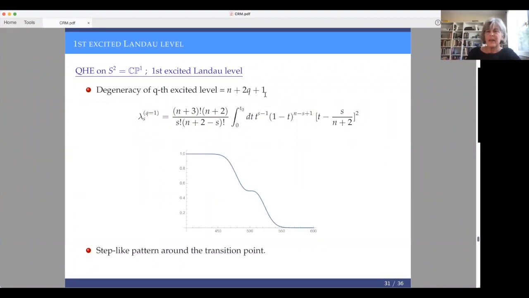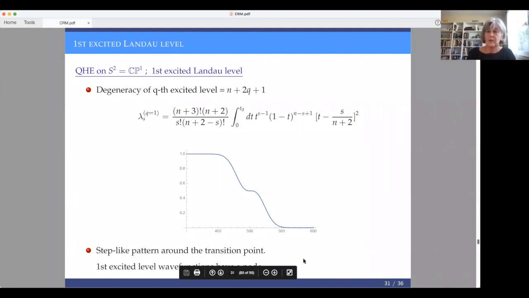Now, if we plot lambda, the overall pattern looks somewhat similar. Certainly, for small s, lambda is 1. For large s, lambda is 0, as expected. But there is a very distinct step-like pattern around the transition point. One can trace this step-like pattern to the fact that the first excited level wave functions have a node. In fact, if you do that for the qth excited Landau level, you'll find q plateaus around the transition point.